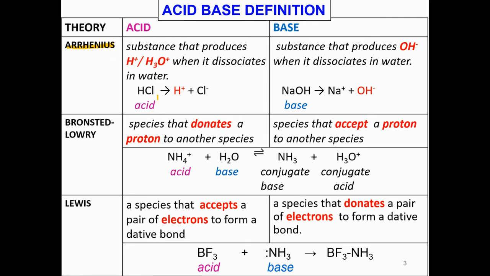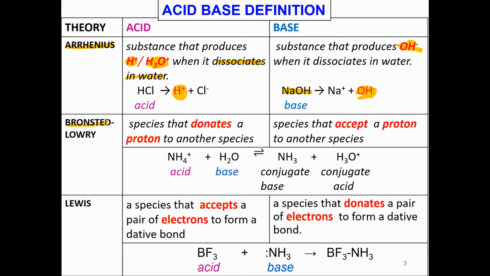According to Arrhenius theory, which you have learned, an acid is a substance that produces H+ or H3O+, which we call proton or hydronium ion, when it dissociates in water. For example, HCl, hydrochloric acid. We know that it is an acid because it produces H+ or H3O+ when it dissociates. A base is a substance that produces OH- when it dissociates in water. For example, sodium hydroxide is a base because it releases OH-.